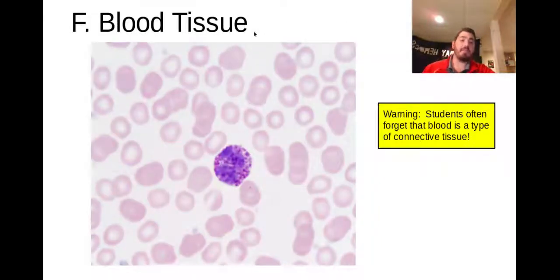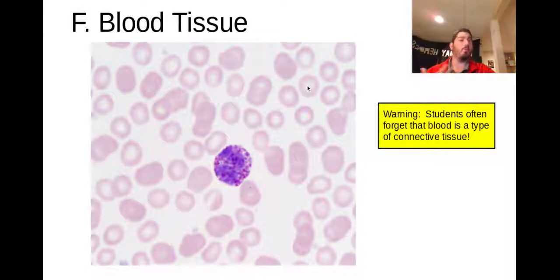Next one is blood tissue. And yes, you may forget that blood is a type of connective tissue, but I think it's really easy to remember because what is your blood doing? It's flowing around your entire body from cell to cell through your circulatory system. If it's going from your head to your toes in a matter of seconds, minutes, that's something that connects the whole body. So blood is a connective tissue because it connects everything together.